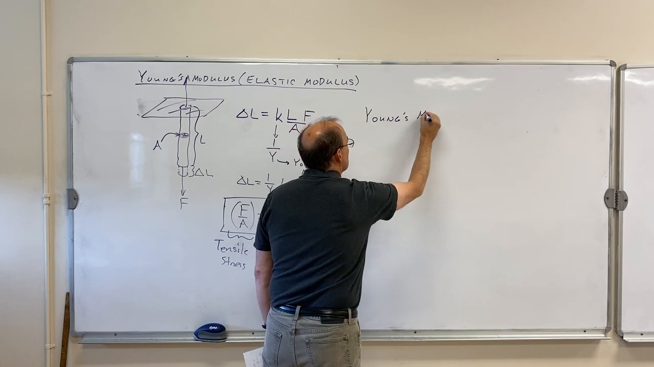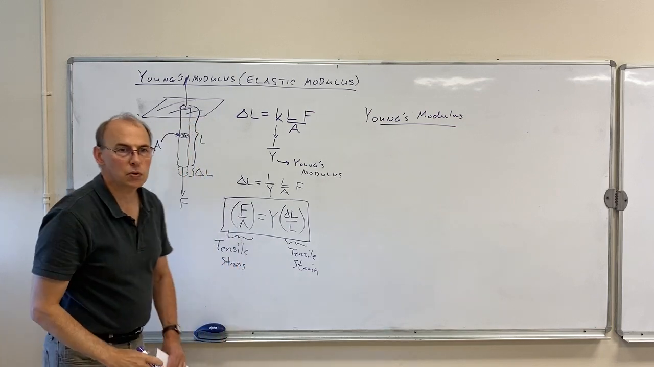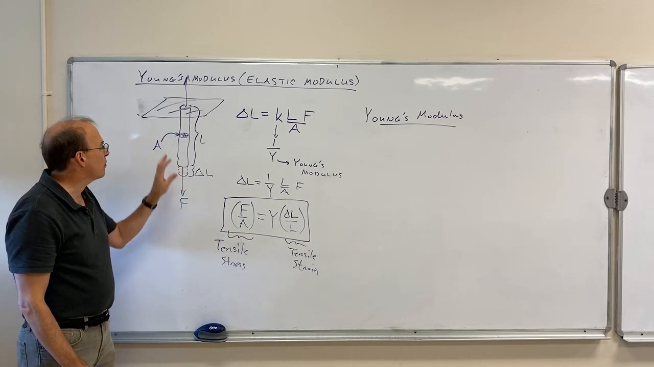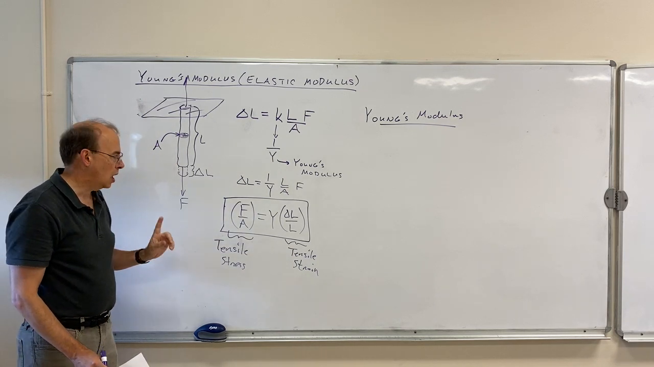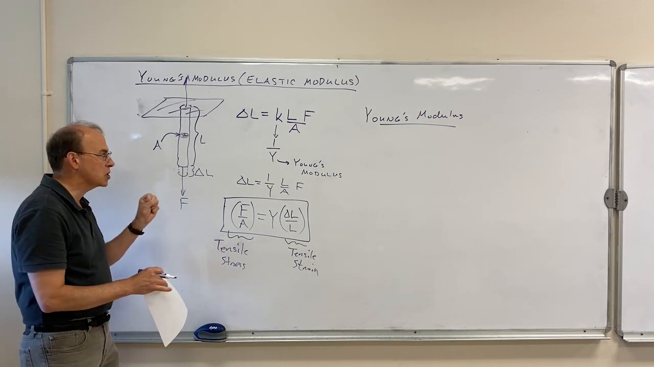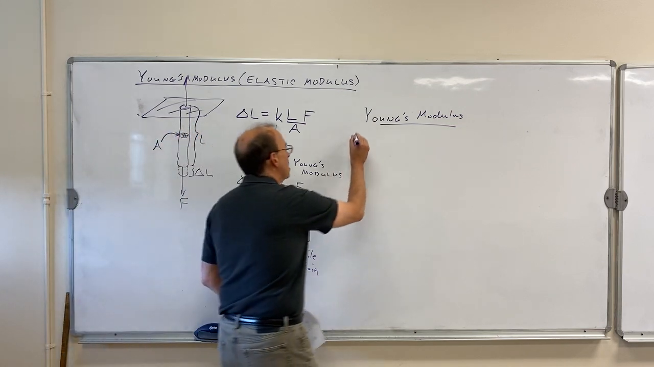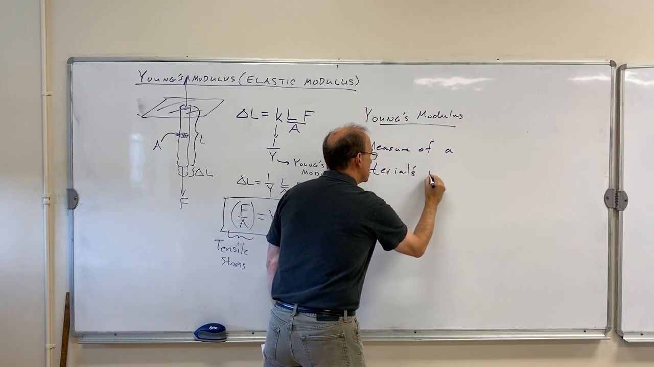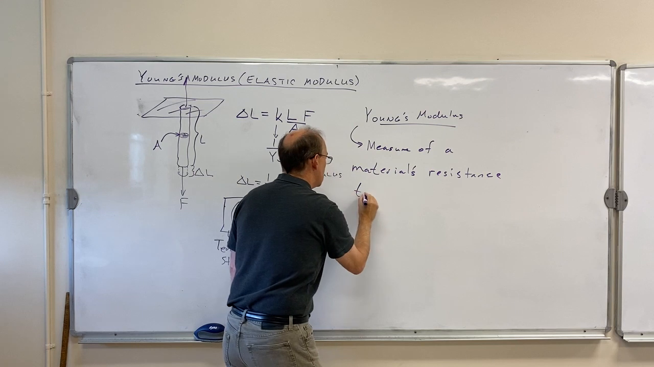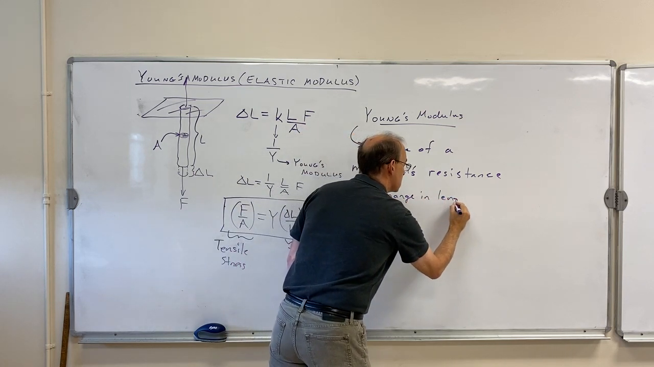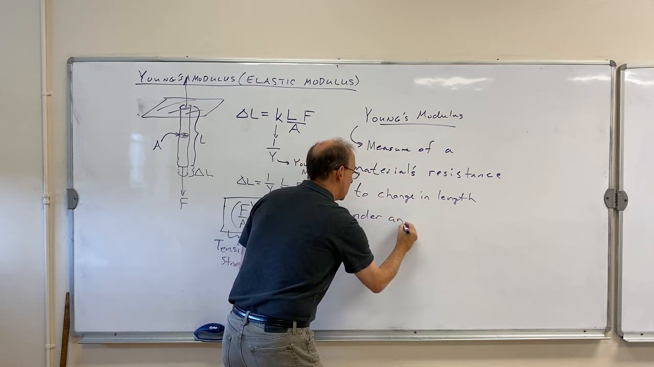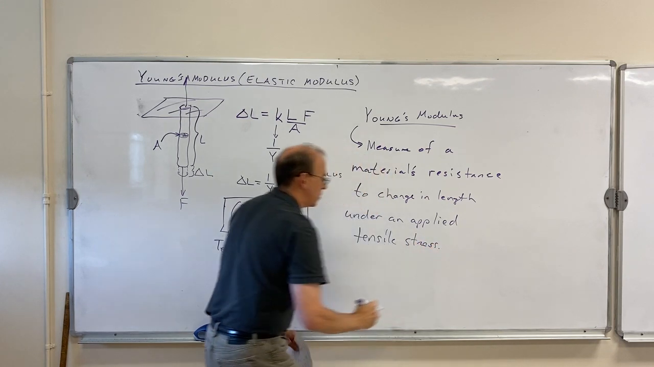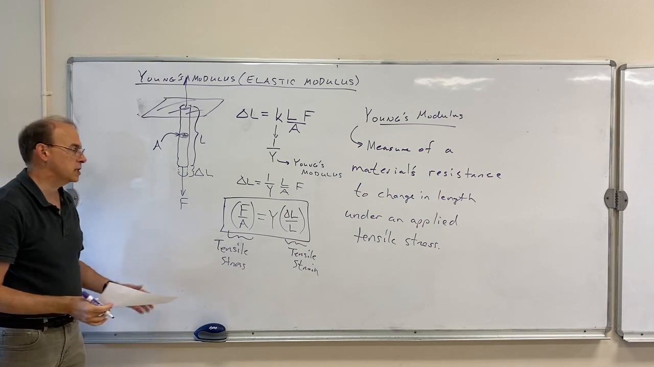So Young's modulus, what is it telling us? This is a material property you have to measure or look up in engineering tables. It tells us how much this resists being stretched. So it's a measure of a material's resistance to change in length under an applied tensile stress. So when you try and stretch it, how much does it resist being stretched, depending on what material it is. So Young's modulus, by definition, is a measure of a material's resistance to change in length under an applied tensile stress. You can't just say force for reasons that will come up in a moment, because there are other ways to apply forces that are not tensile stresses.